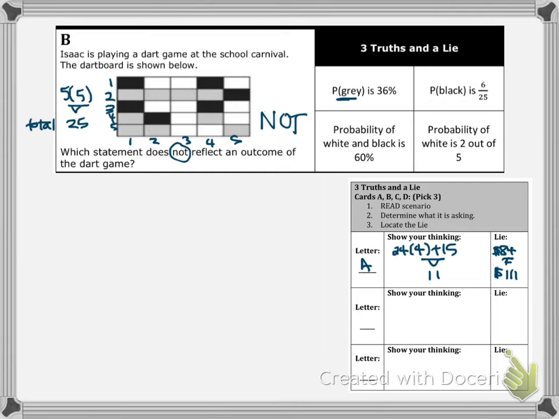So how many gray are there? 1, 2, 3, 4, 5, 6, 7, 8, 9. There are 9 gray. So probability is 9 out of 25. If we want to see if it's 36%, percent is out of 100, so we need a denominator of 100. We multiply it by 4. 4 times 25 is 100. Therefore, 9 times 4 is 36, which gets you 36%. So that's right.